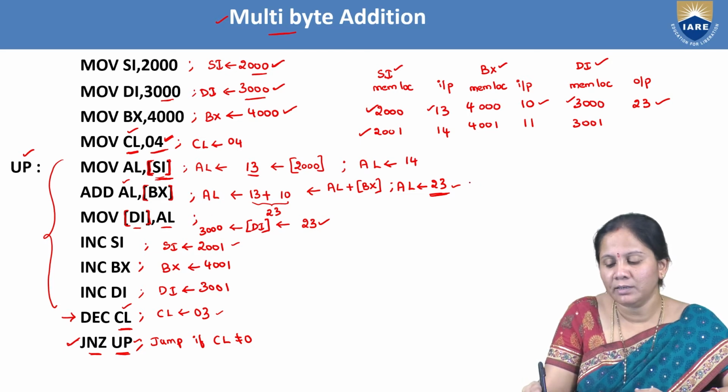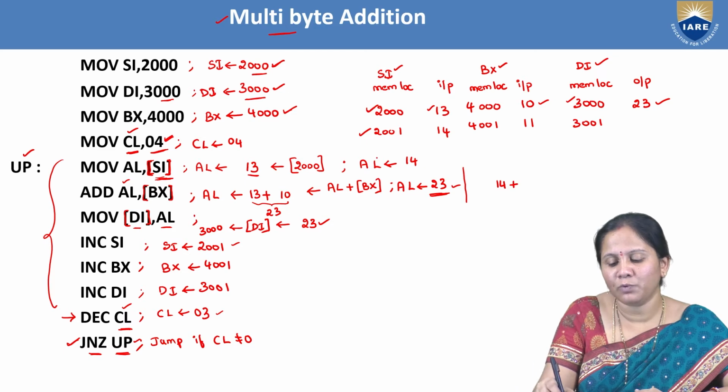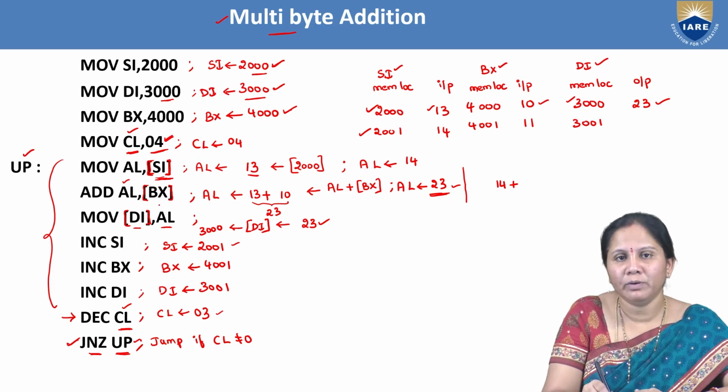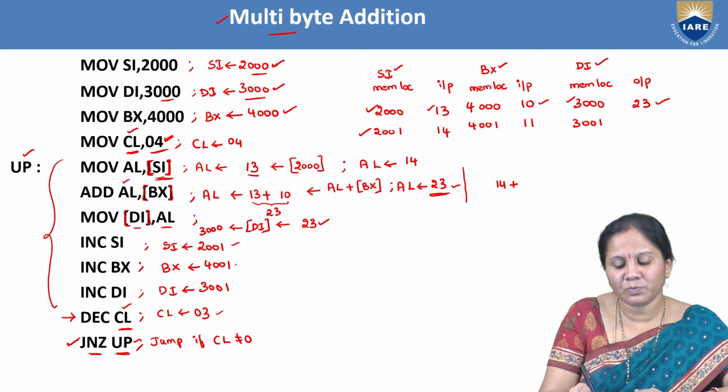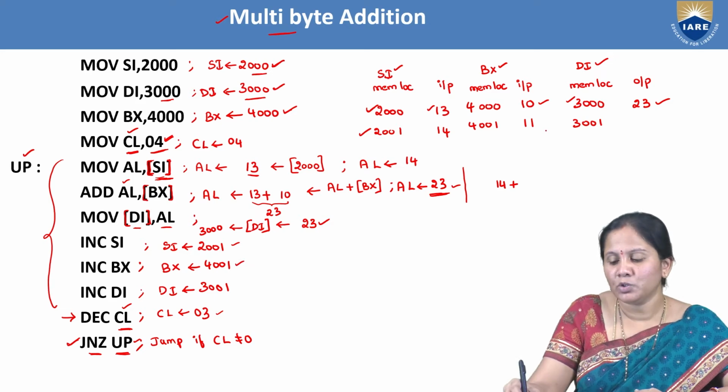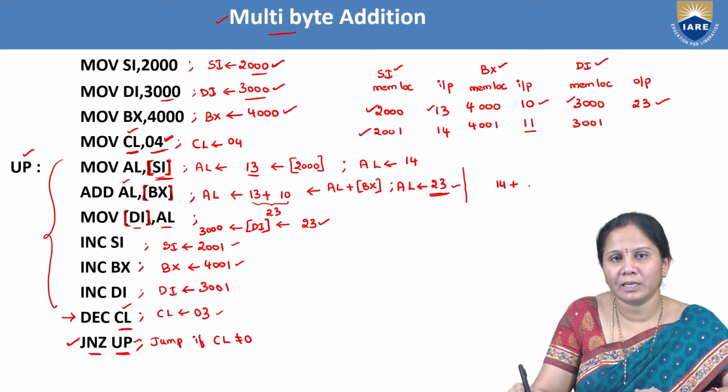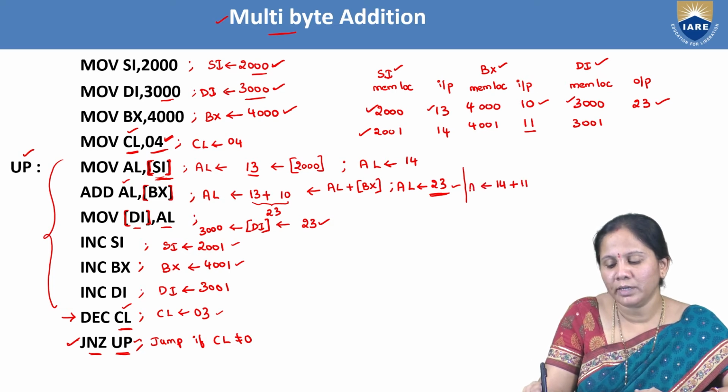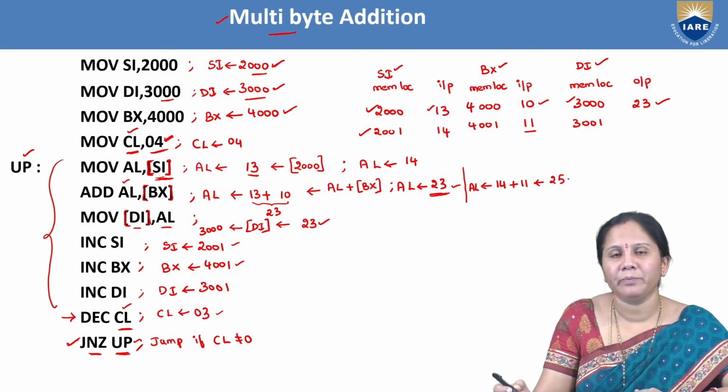It means here we add the content of AL, which is now 14, with the content of BX. The present BX value is 4001. The input in 4001 is 11. So the 11 will be added and it will be stored in the AL register. So totally it is 25.